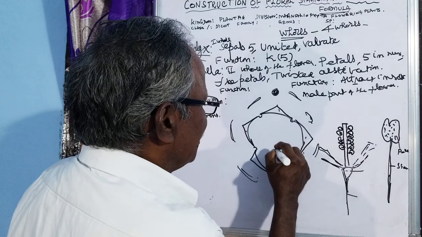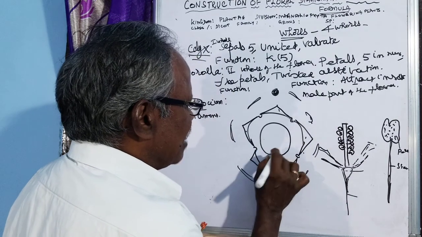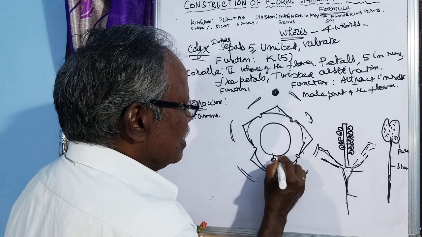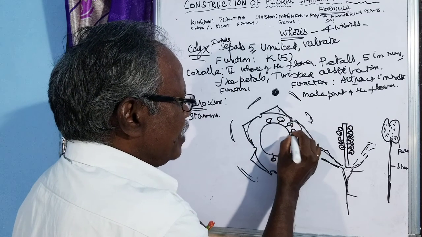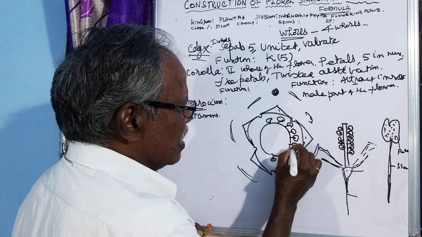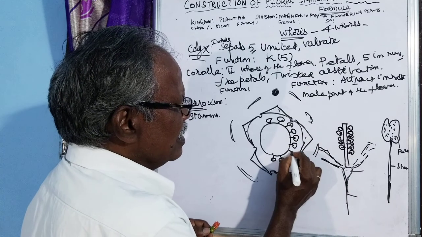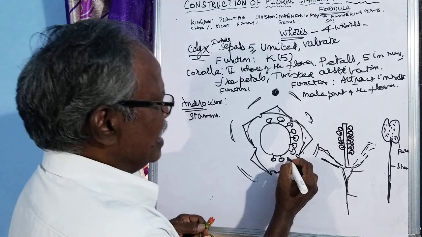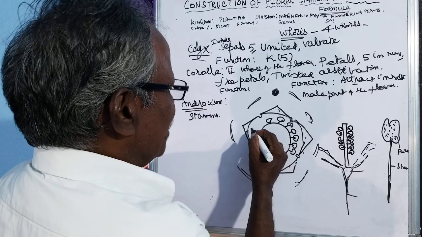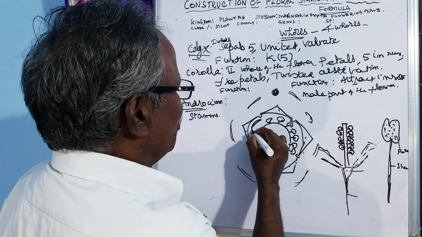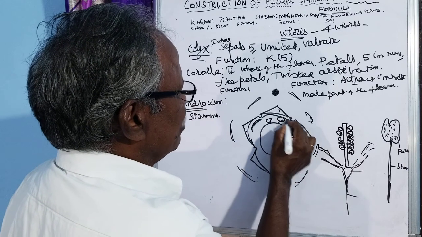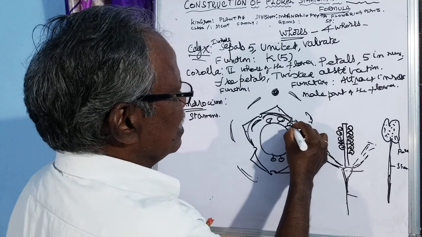Then monadelphous stamens are represented by a round-like structure in which the anther is shown. This is the male part. This is the third whorl of the flower. First is sepals, and second is petals. Sepals we have made, petals, and that is corolla. That is, one margin is inside, one margin is outside. That is twisted estivation.